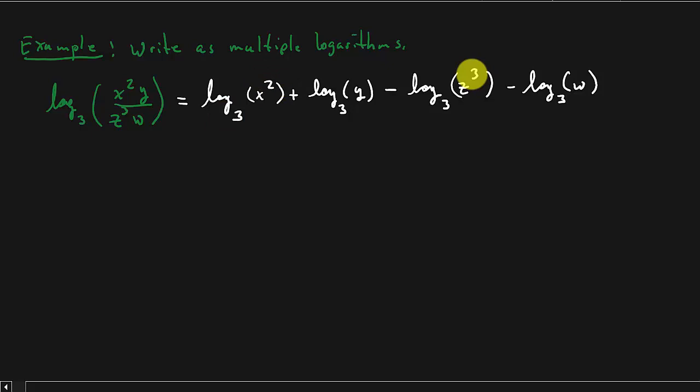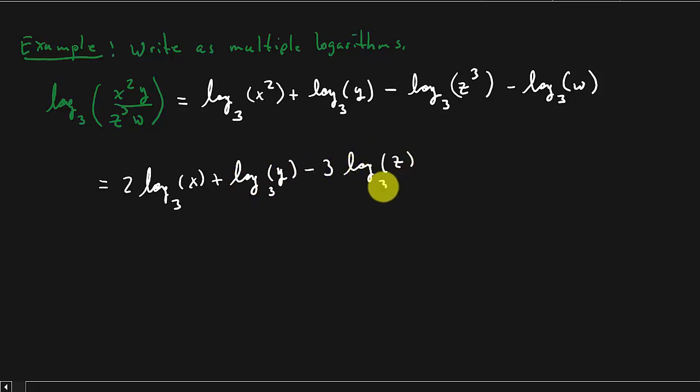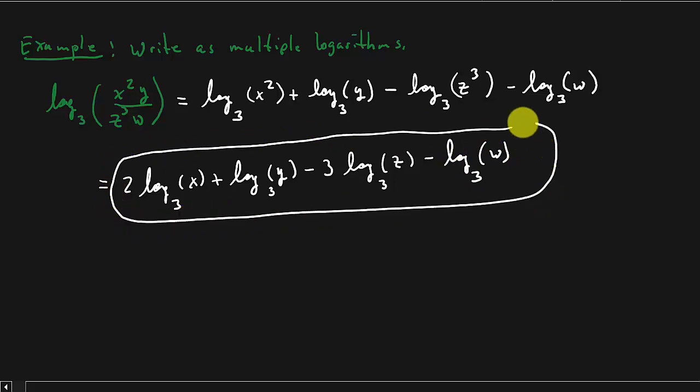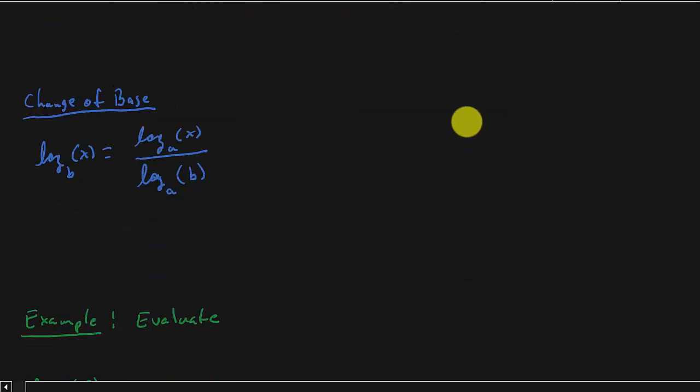And then they want us to take these exponents and throw them down in front. So that's 2 log x base 3 plus log y base 3 minus 3 log z base 3 minus log w base 3. And there's your answer. So that's condensing and expanding logarithms.